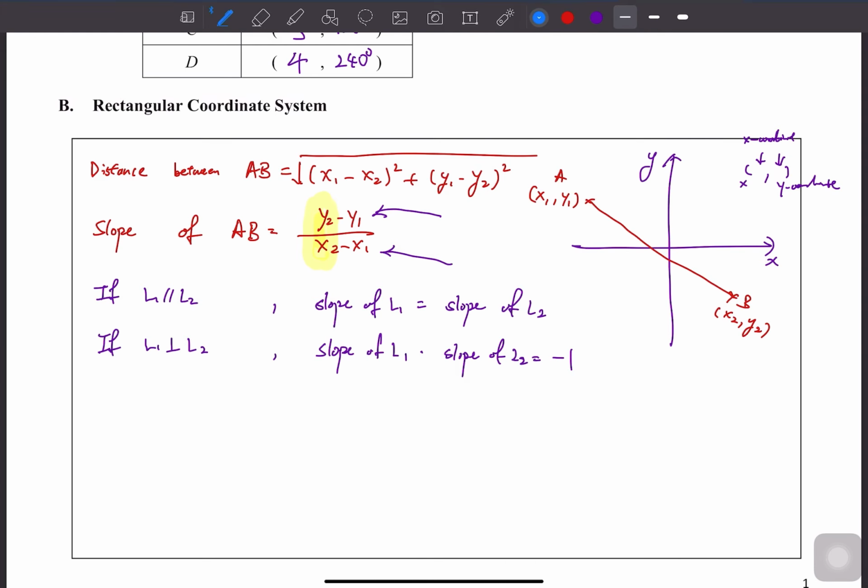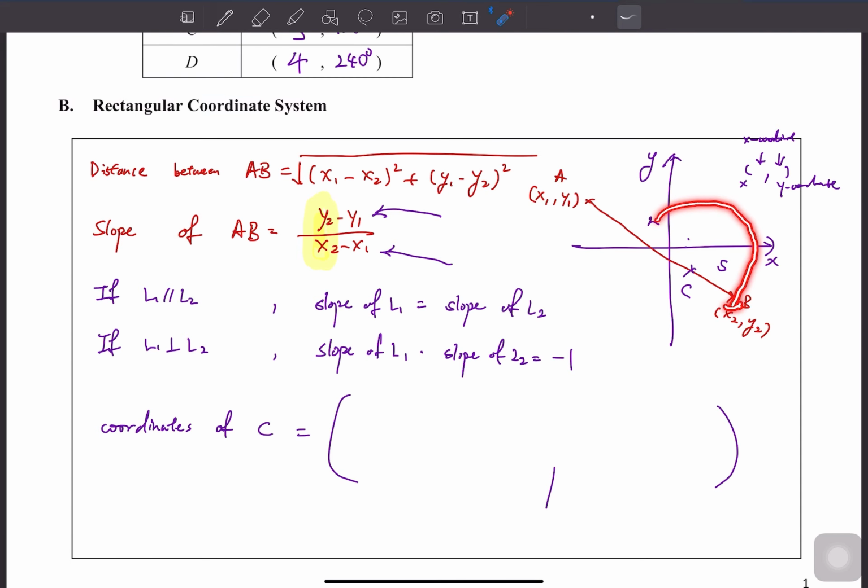The last part is related to the section formula. If we have point C in between A and B, and the ratio of AC to CB is equal to R to S, do you remember how to find the coordinate of C? You need to remember the format where we use R times the opposite one: R times x2 plus S times x1 over R plus S. This is the formula you need to remember. We'll call this the section formula.